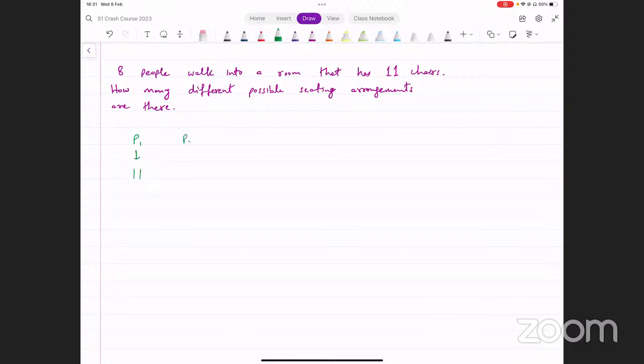Then the second person comes. The second person has 10 ways. Then the third person comes. The third person has 9 ways, and so on until we've got the 8th person. So that's 11 into 10 into 9 into 8 into 7 into 6, that's 6 people, then 5 and 4. And that's the same thing as saying 11P8 as well, right?